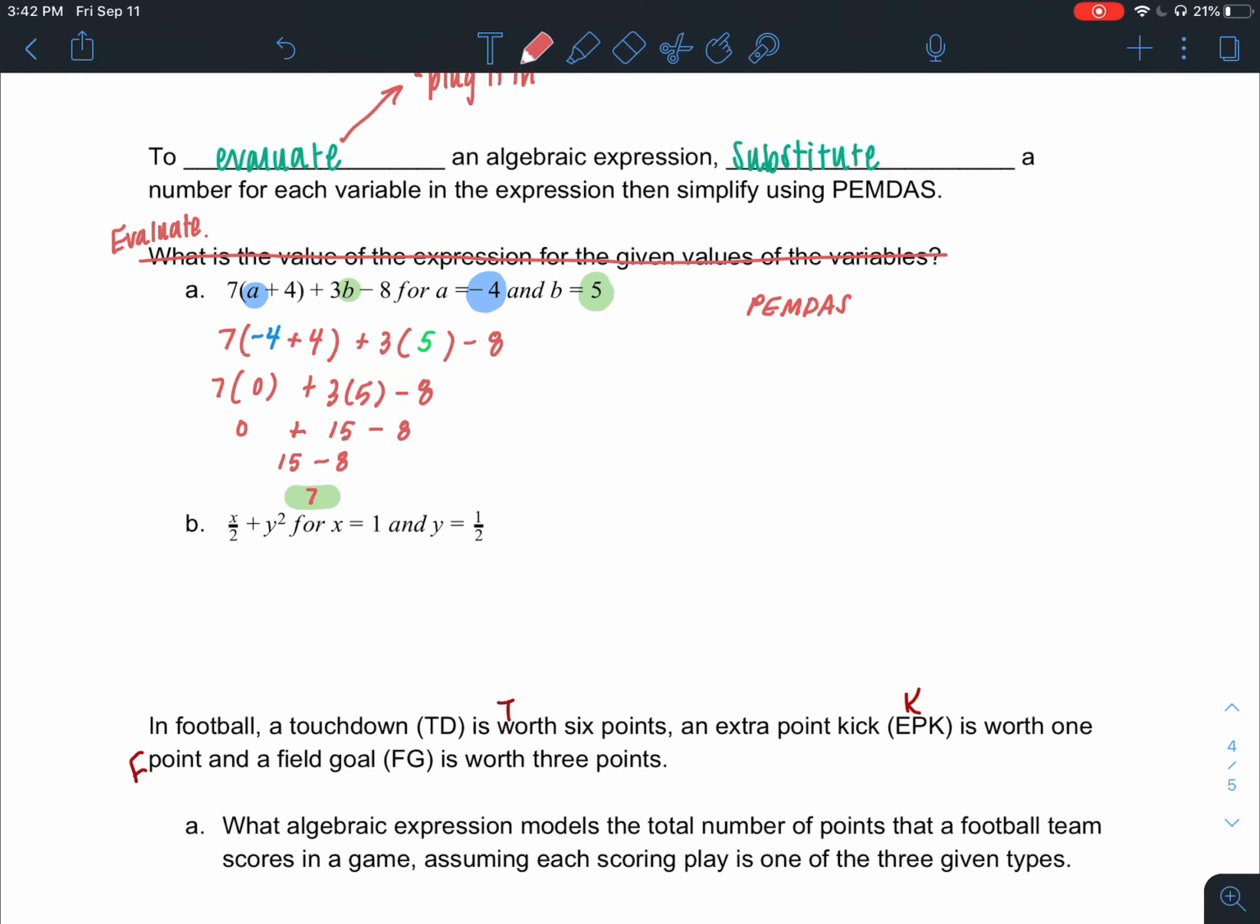This next problem here is a little bit more complicated, but still doable. So I'm plugging in 1 for x and positive 1/2 for y. So x is 1, y is 1/2. So you can plug that into your calculator and you'll get 1/2 plus 1/4, which is 3/4.